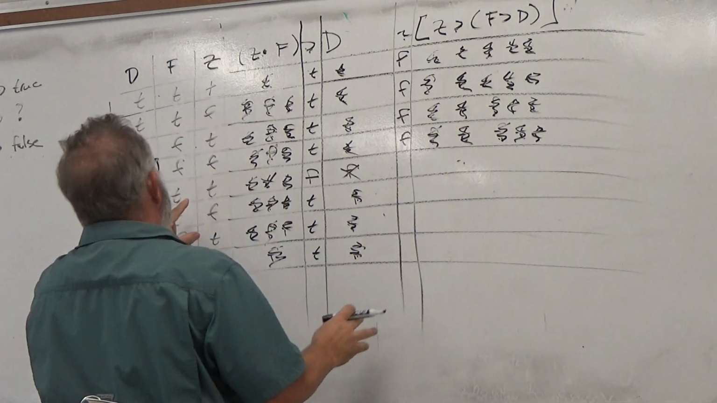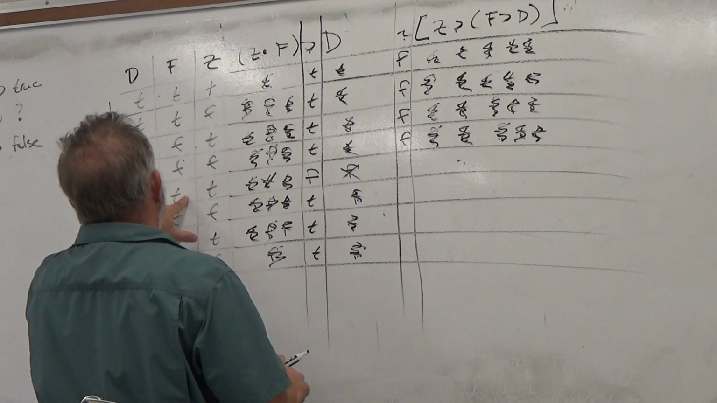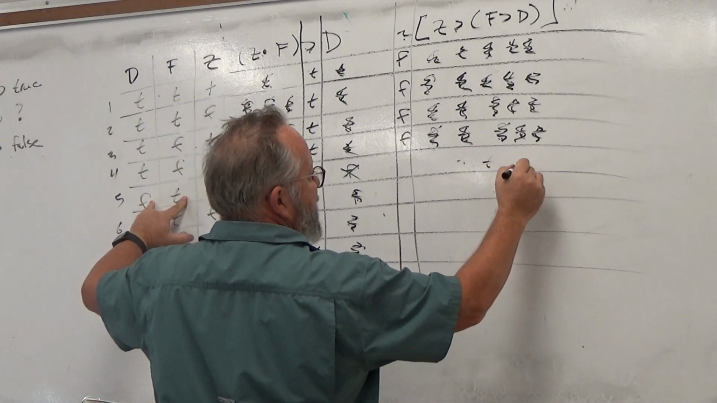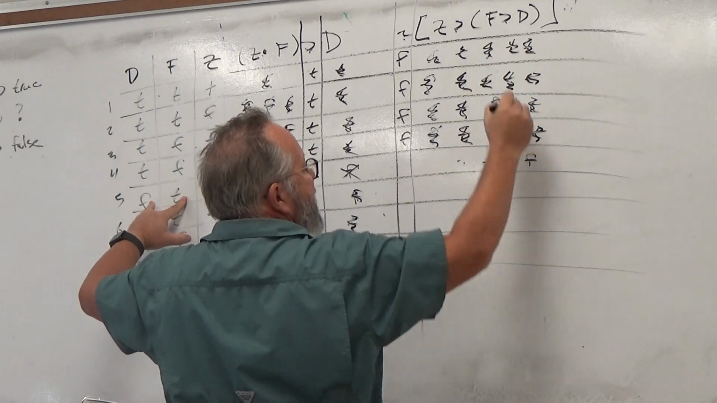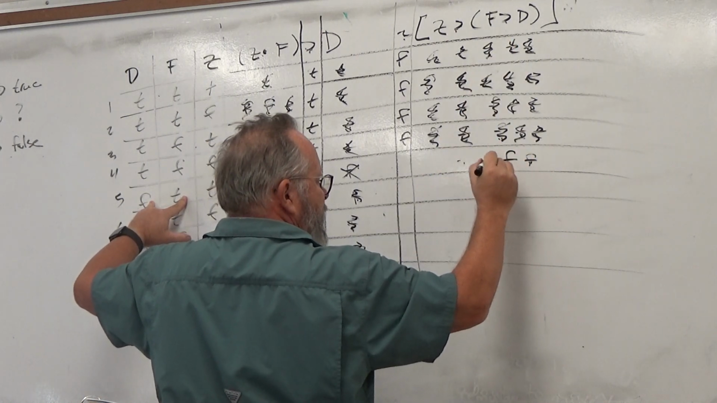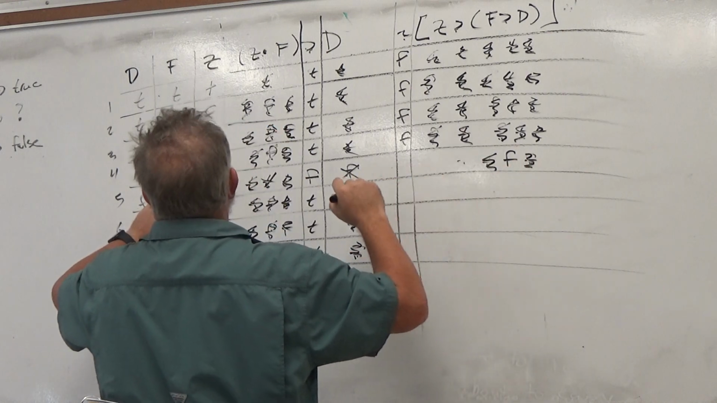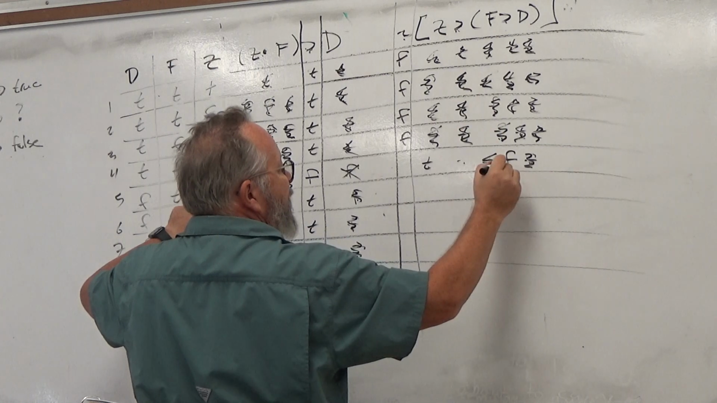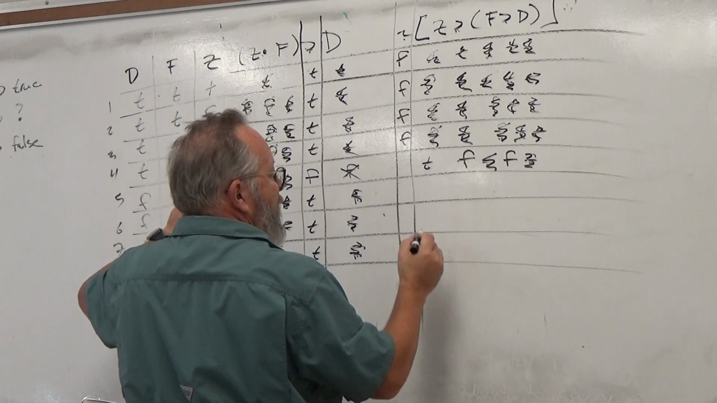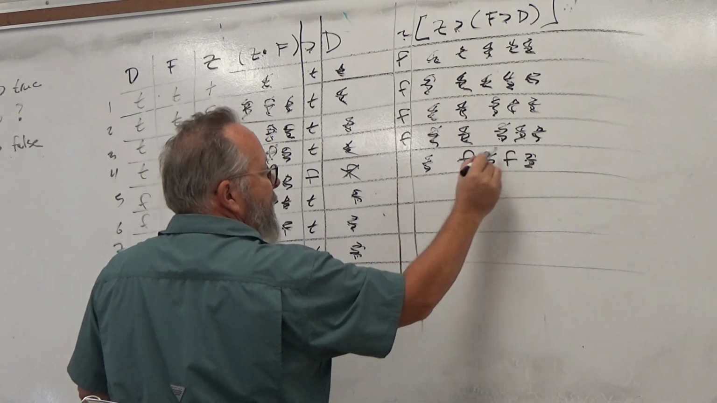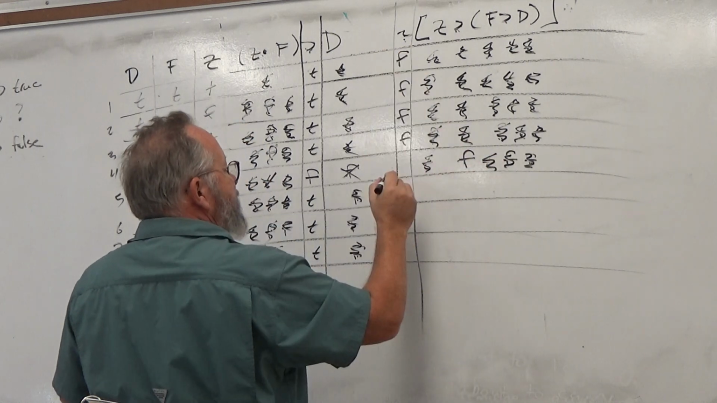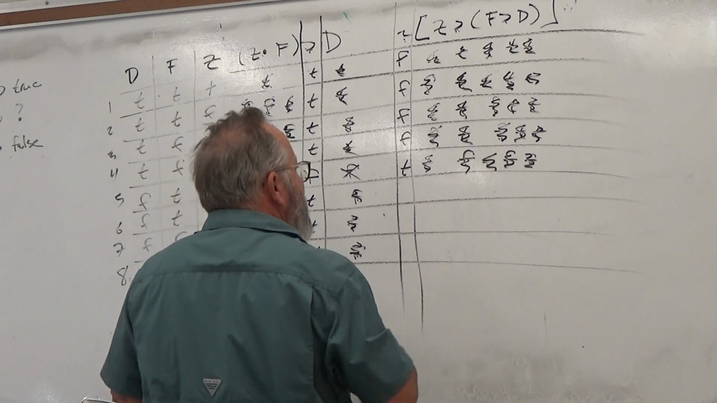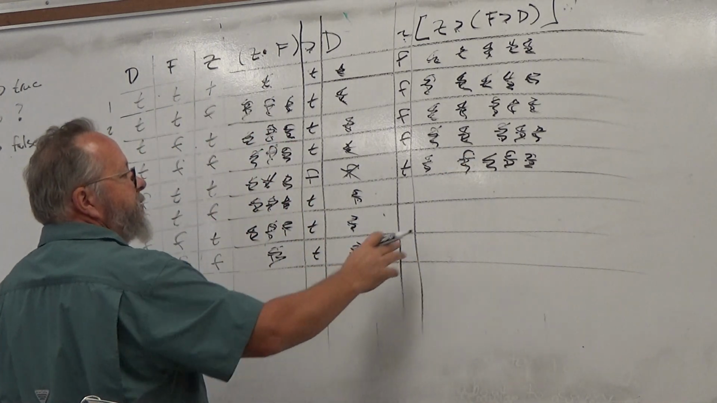Okay. Next line, F is true, D is false. True, then false is false. Z on this line is true, so we have true, then false, which is false. But then we have to negate it, and so we get a true. Okay. All right, let's continue on.